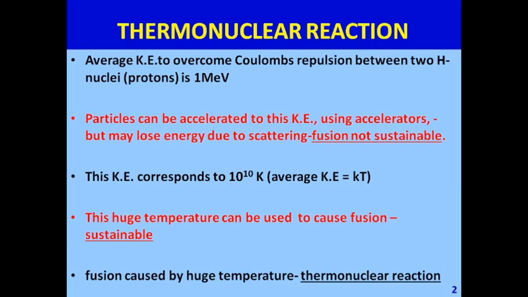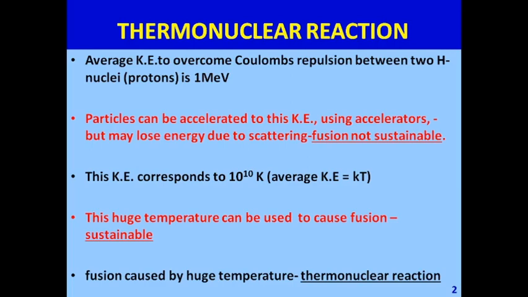What temperature? The temperature is calculated in such a way that, as you see, the average kinetic energy to overcome Coulomb's repulsion is 1 MeV. So what is the temperature equivalent to this energy? You know the relation: the average kinetic energy is equal to kT, where k is the Boltzmann constant, so you will get a temperature. If you calculate the temperature corresponding to that 1 MeV, it comes out to be 10 raised to 10 Kelvin.